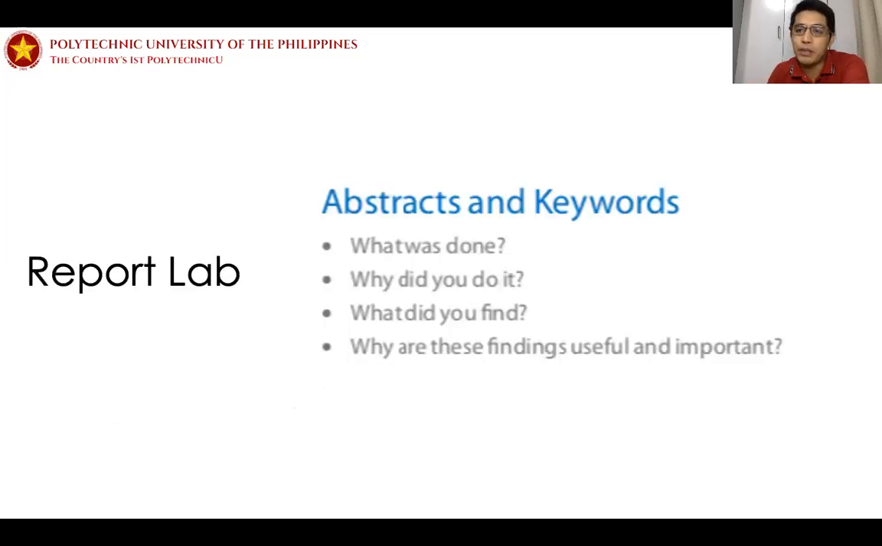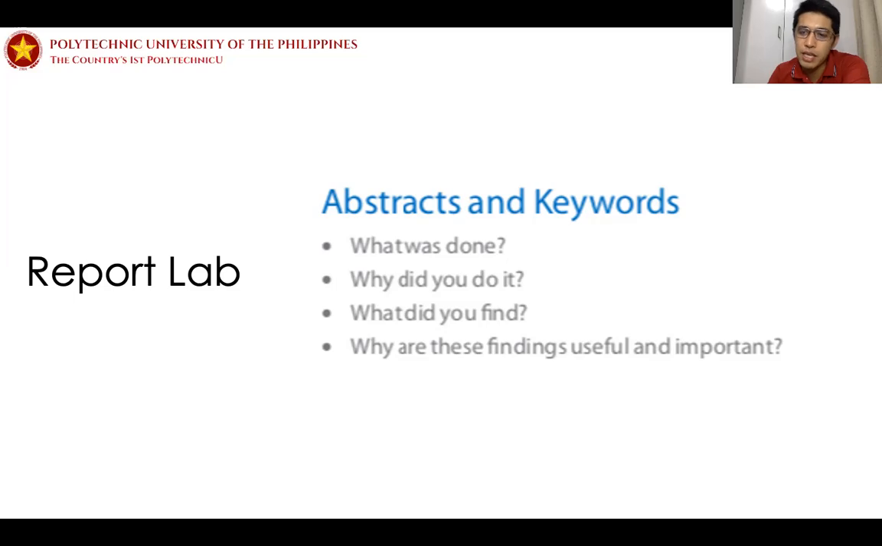This is an example of the entries. Now, these are the entries of a very generic report lab. Report lab means it is an empirical article, somewhat like a research paper or an experiment. Therefore, in this particular report lab, the first item that we need to write is the abstract and the keywords.